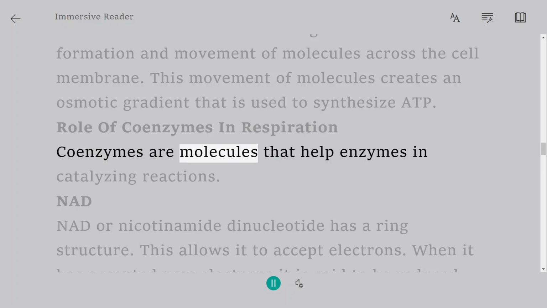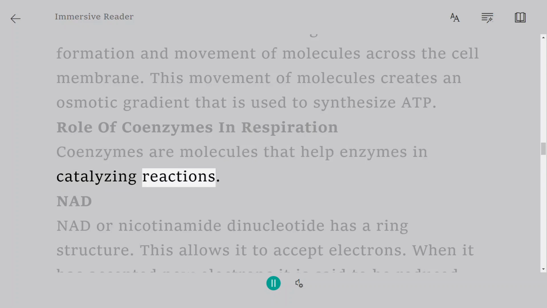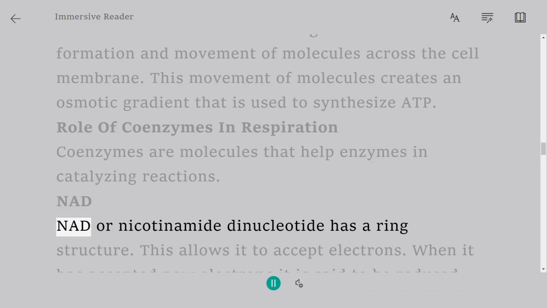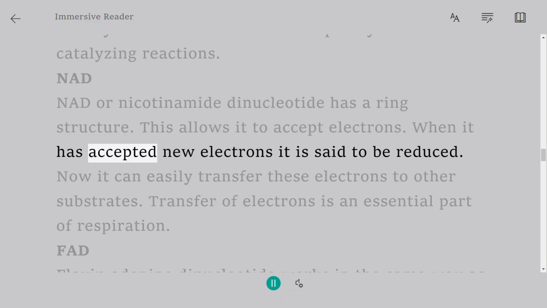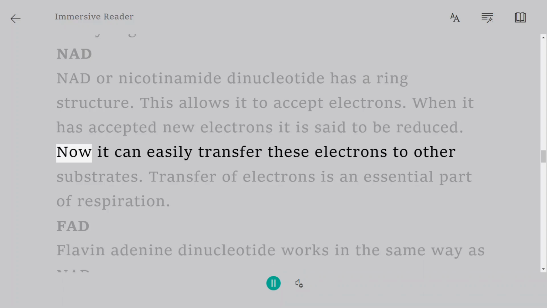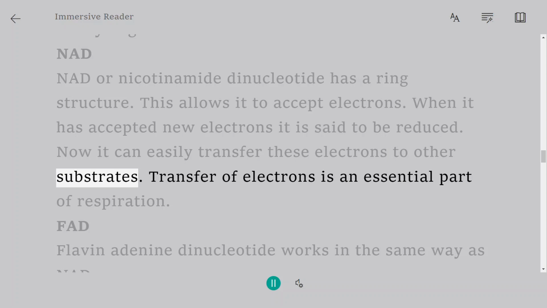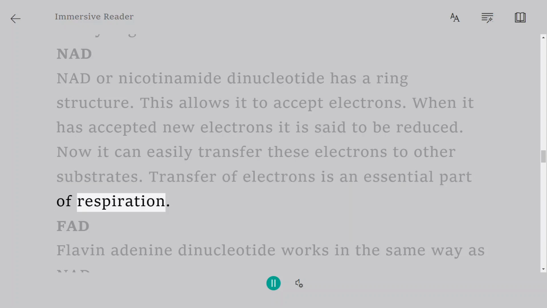Coenzymes are molecules that help enzymes in catalyzing reactions. NAD. NAD or nicotinamide adenine dinucleotide has a ring structure. This allows it to accept electrons. When it has accepted new electrons, it is said to be reduced. Now it can easily transfer these electrons to other substrates. Transfer of electrons is an essential part of respiration.